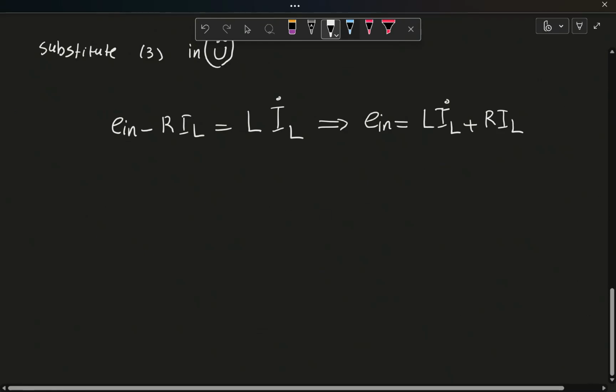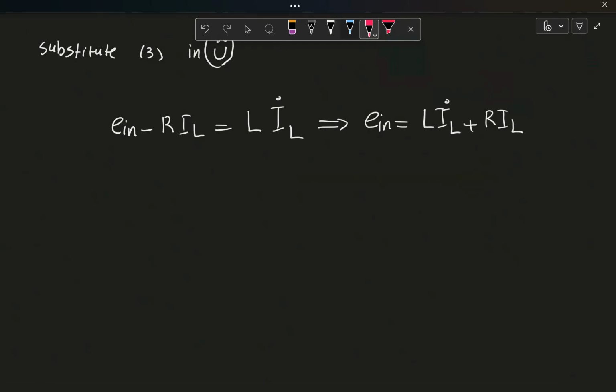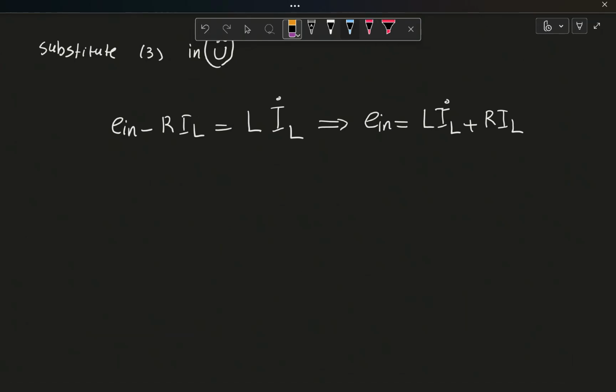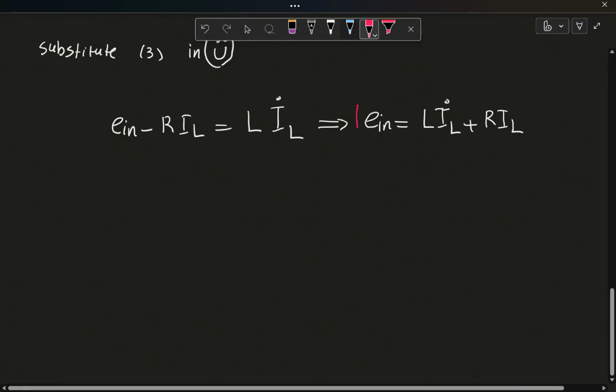You're not done yet. You need to do the sanity check. So, how many families do you see on the right-hand side of this equation? Well, I have only one family, and that's the family of IL. How many members? 2 members, IL and IL dot. There are no sign mismatches within the family. I can safe box this equation.